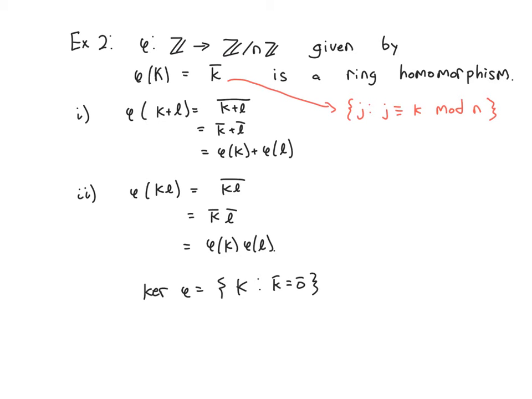So now we look at the kernel of this map. It's those k such that k bar is equal to 0 bar, which means those k that are congruent to 0 mod n. Which integers are congruent to 0 mod n? The ones that are divisible by n, which means you're just looking at n times Z.